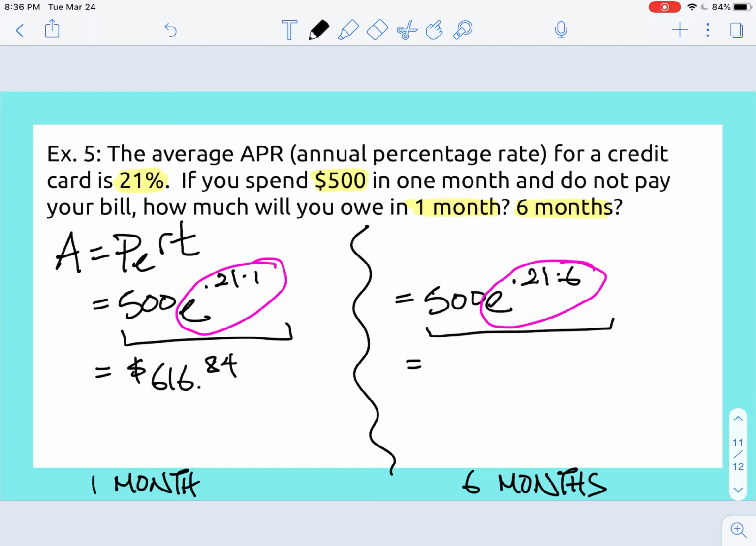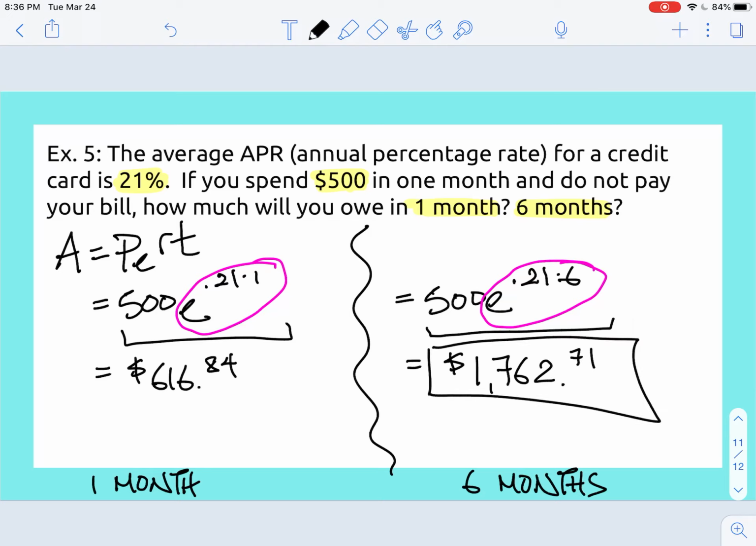Let's see what happens if we do this for 6 months. I got a comma in this number. That's not good. You don't pay that credit card bill for 6 months, you're going to owe a lot of money, way more than whatever you spent to buy your $500 stuff. Okay?